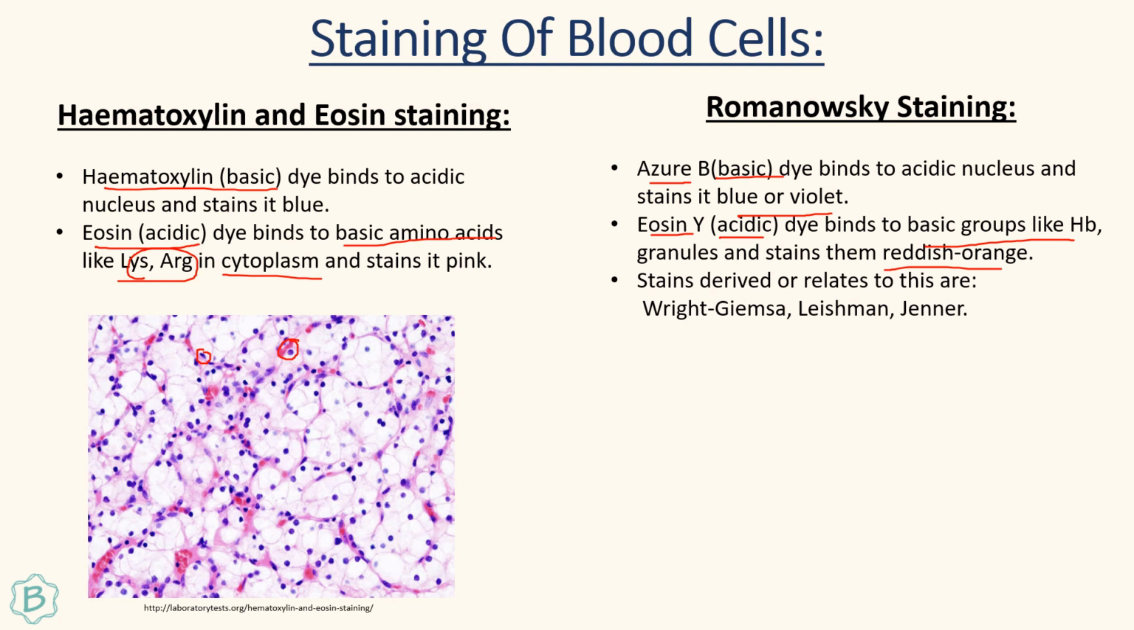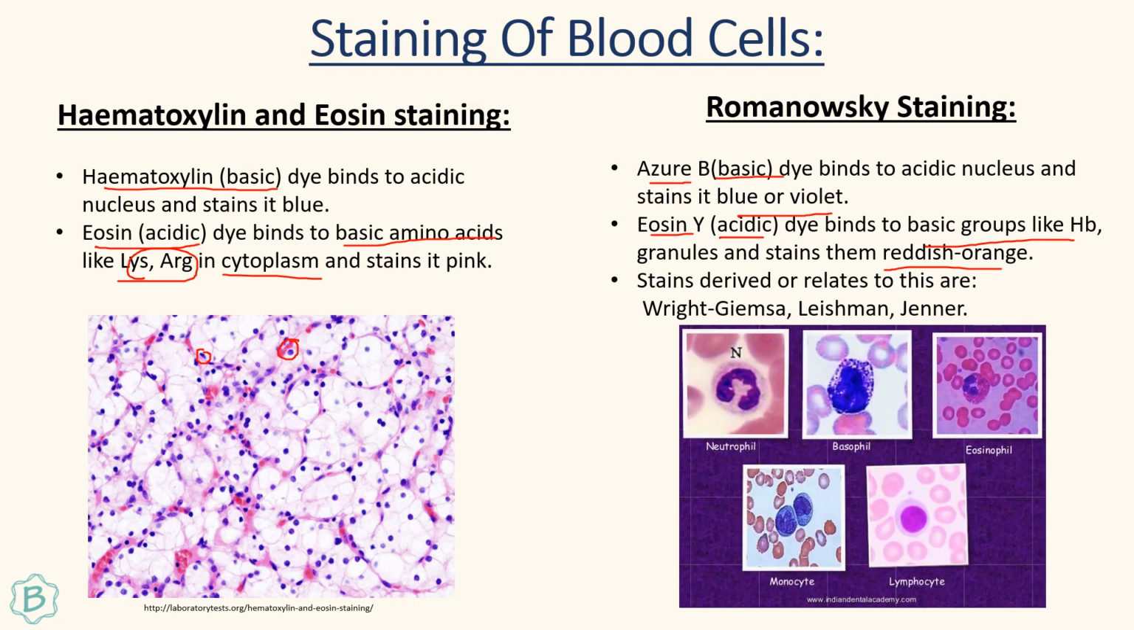There are many derivatives of this method. This is the Wright-Giemsa stain, Leishman stain, Jenner stain. And you can see over here, it is generally used to differentiate between the types of white blood cells which are there. So the nucleus has been stained blue or violet and the surrounding hemoglobin has been stained as reddish orange.